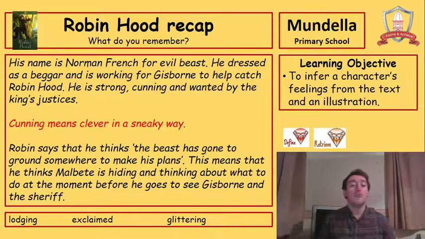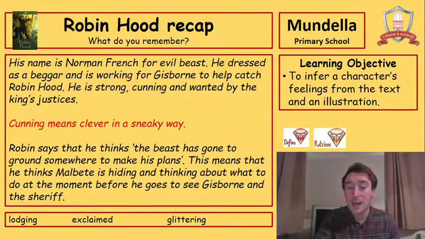Okay, cunning means clever in a sneaky way. And finally, Robin says that he thinks the beast has gone to ground somewhere to make his plans. This means that he thinks Malbeat is hiding and thinking about what to do at the moment before he goes to see Gisborne and the sheriff. Okay, that's where we are.